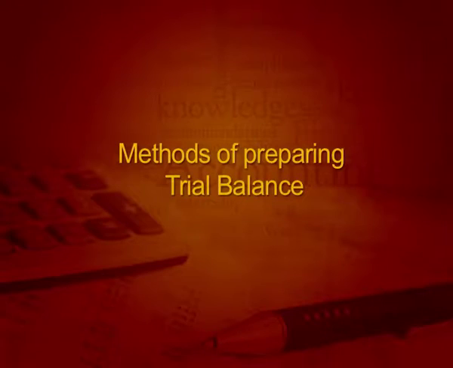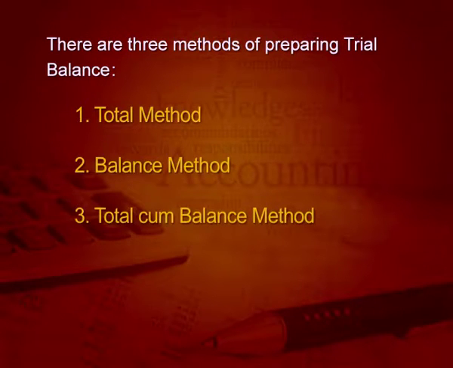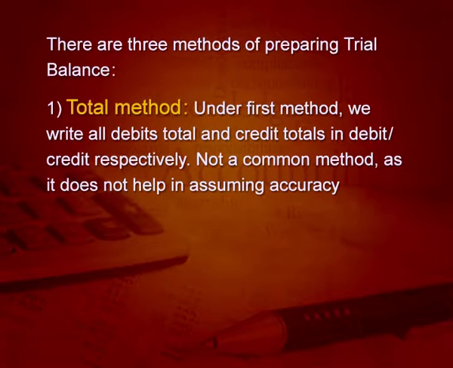Now, let us come to the methods of preparing trial balance. There are three methods of preparing trial balance. First, total method, second, balance method, and the third, total cum balance method. Now, under the first method, that is the total method, we write all the debits total and all the credits total in debit and credit column respectively. Now, this is not a common method, as it does not help in assuming the accuracy of trial balance.